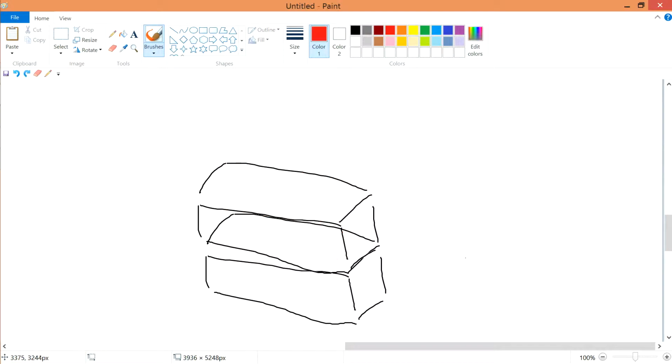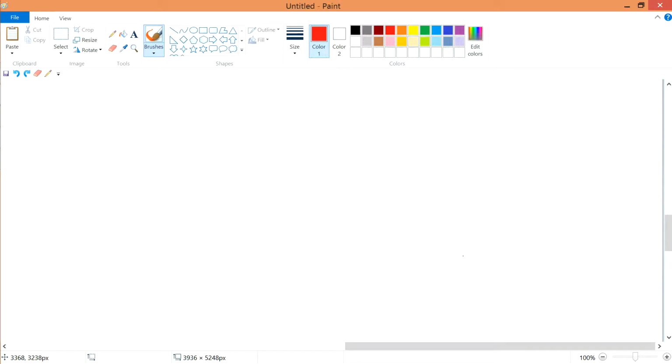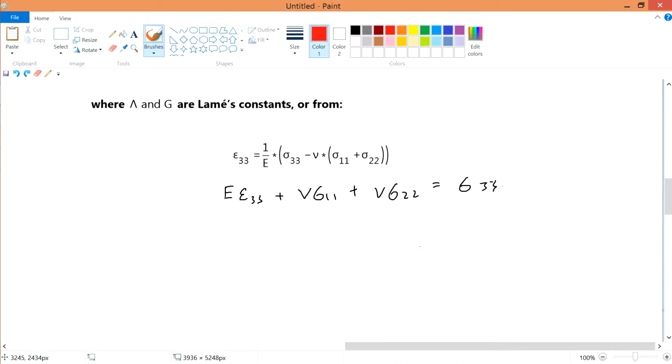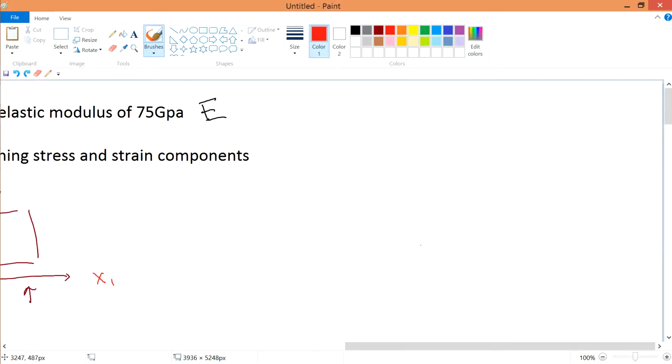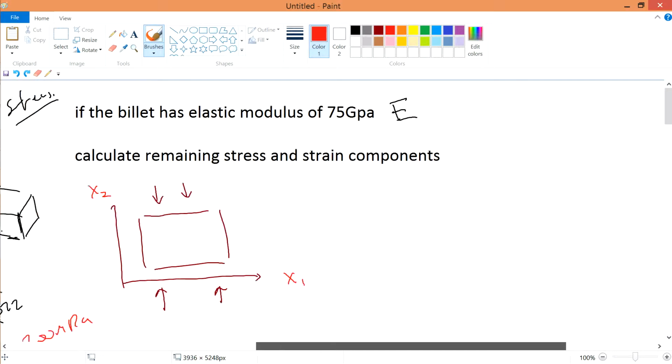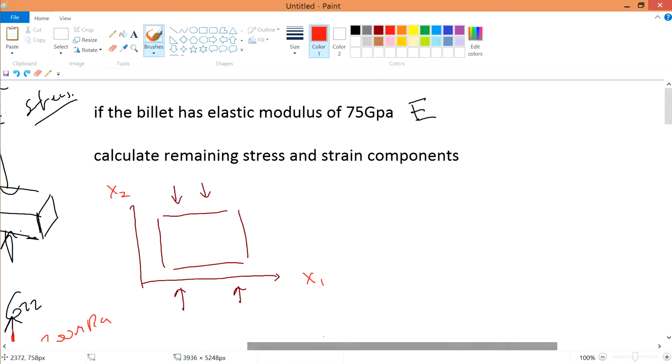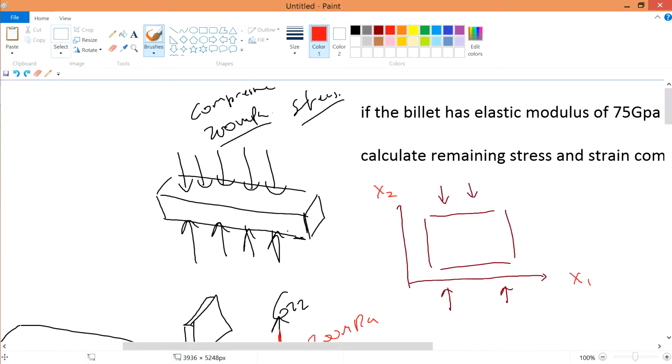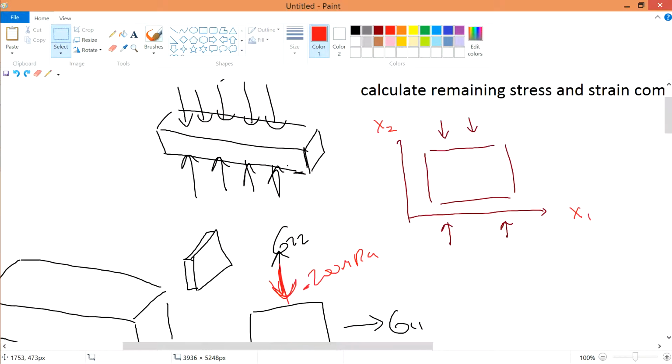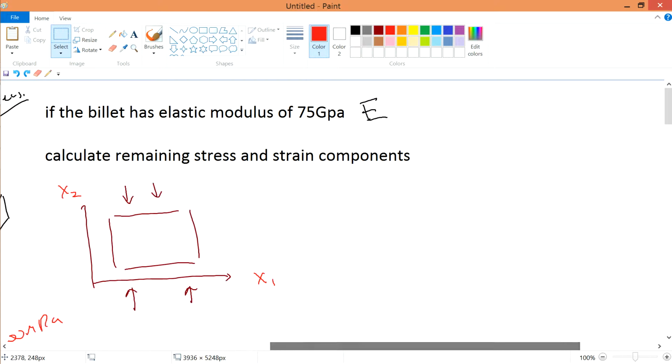Just to let you know, in this video we will not go into details, because there are a lot of terms that I really don't understand how they come from, and the whole thing is kind of weird. So I'll just go through the important stuff and derive certain stuff. So let's go. The compressive stress is actually 200 MPa, with the elastic modulus of 75 GPa given.